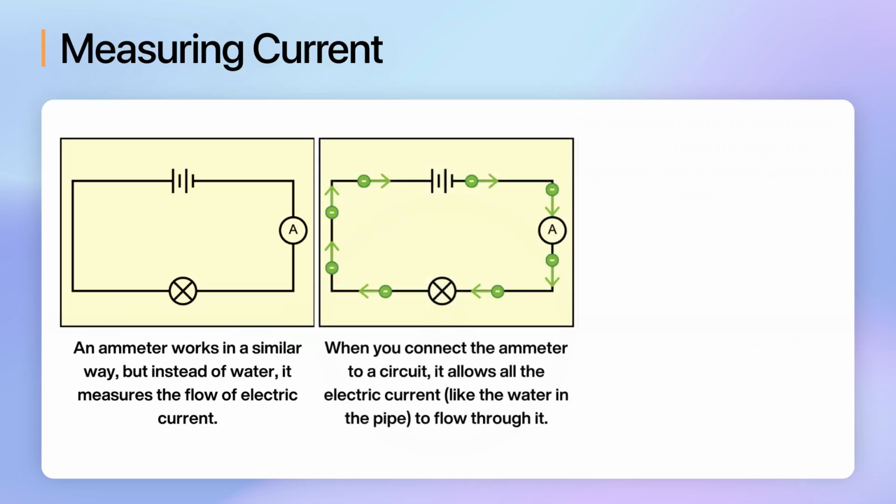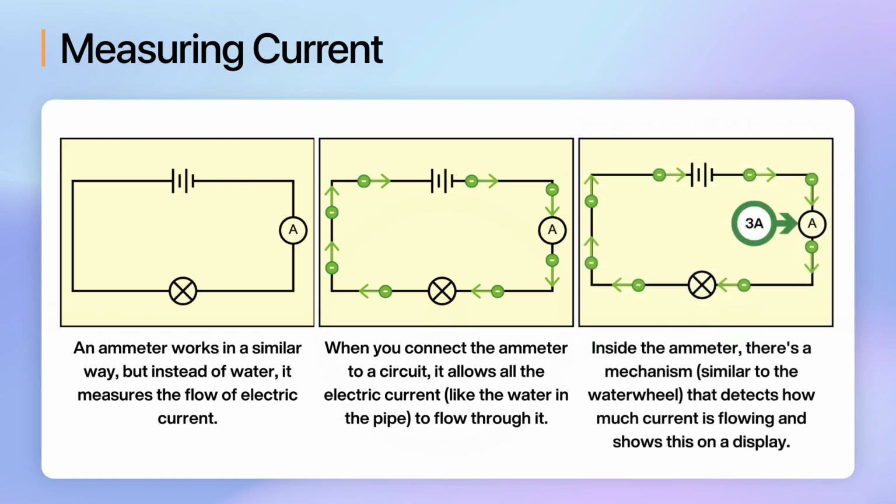When you connect the ammeter to a circuit, it allows all the electric current, like the water in the pipe, to flow through it. Inside the ammeter, there's a mechanism, similar to the water wheel, that detects how much current is flowing and shows this on a display.